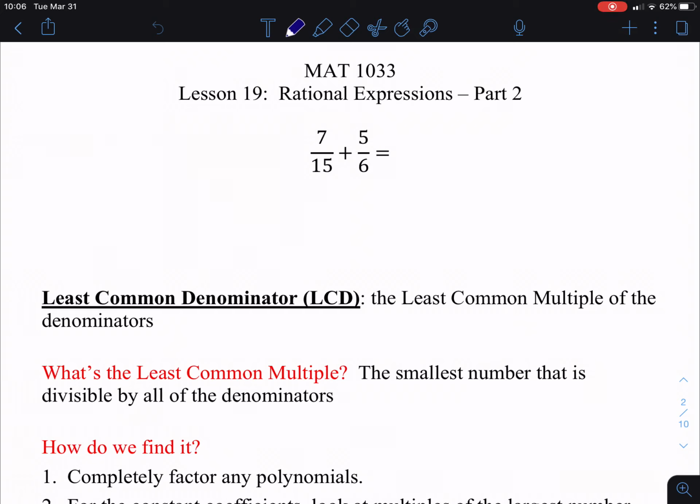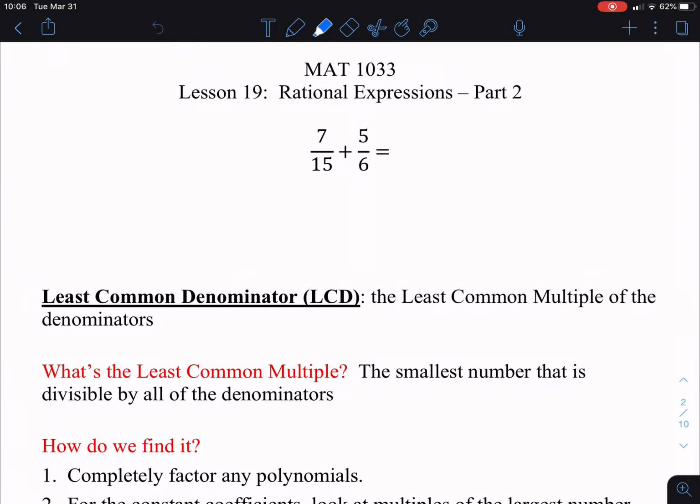Okay, for lesson 19, we're going to start taking a look at rational expressions, but with an eye toward adding and subtracting them. If you remember from working with fractions, you can't add or subtract any two fractions until you have a common denominator. In the example I've just put up here, we have 7/15 and 5/6. Since the denominators are not the same number, I can't go ahead and add those numbers together.